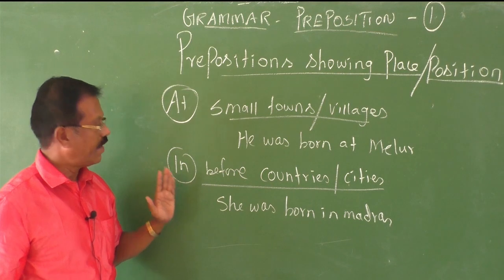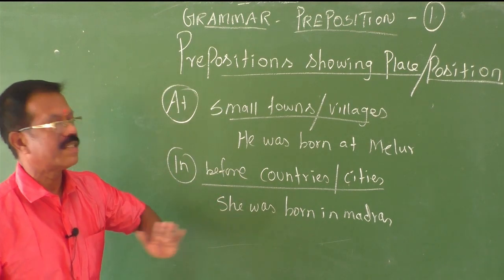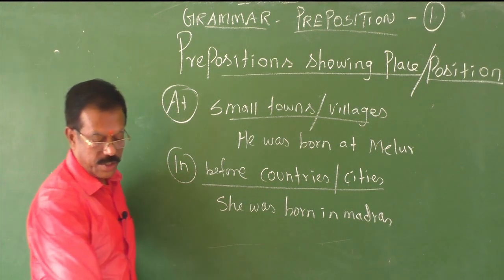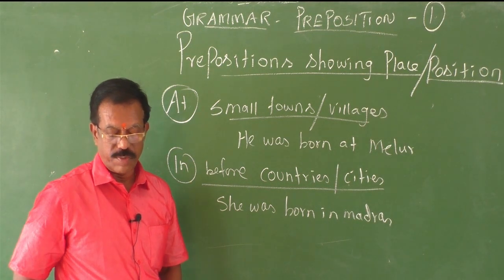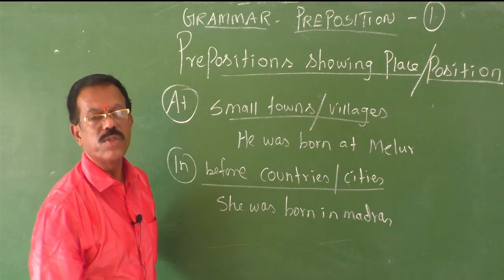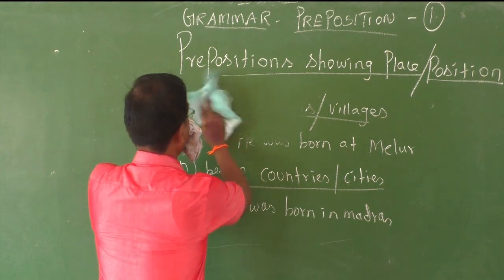Next, in. Where can we use this preposition in? In is used before countries and cities. For example, she was born in Madras. So you should know the difference between the use of at and in. At is used before small towns and villages, and in is used before countries and cities. Okay, next.